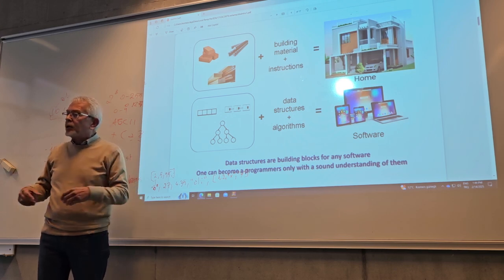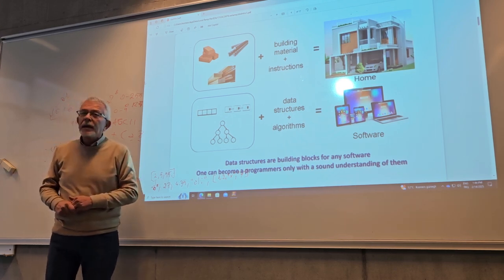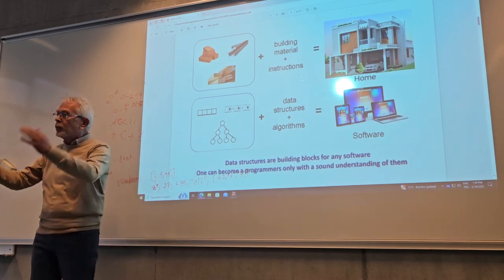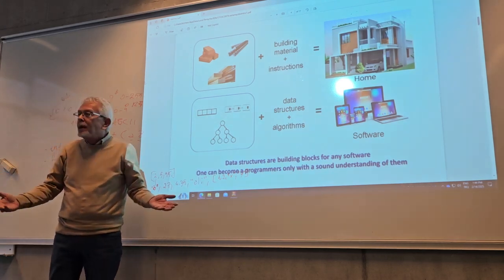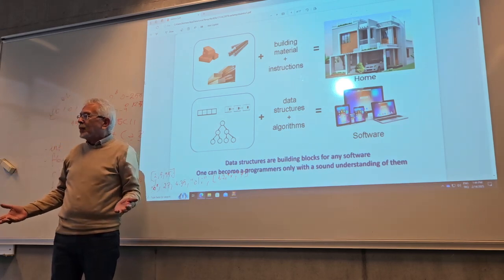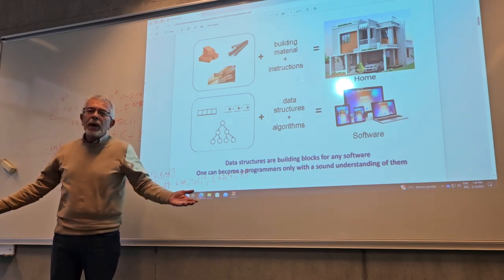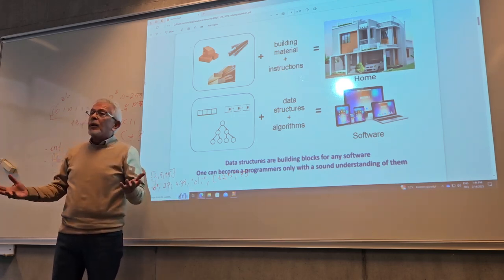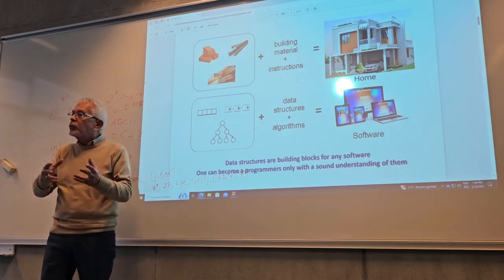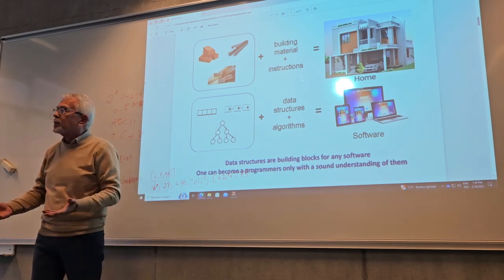Because by definition, a problem is something that you do not know the solution to. If you know the solution, it's not called a problem. Okay? If you know the solution, you just apply the solution. There is no problem. But if we are talking about a problem, there is no known solution. You need to create or develop the solution.